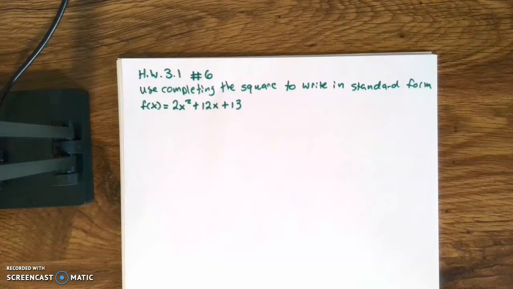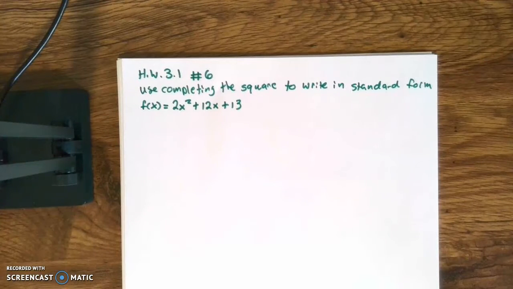Hi, today we're going to take a look at number 6 from the homework set 3.1. It's kind of a long problem, so hang in there, and we'll hit many of the fine points of quadratics. So the first thing we're given is this quadratic equation, or function, and we want to use completing the square to write it in standard form.